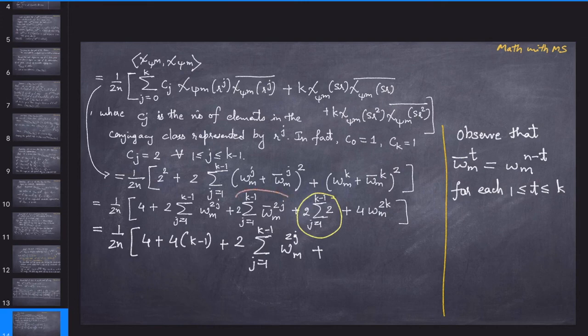Therefore, we can replace this expression as follows. Therefore, we can replace this expression by summation j from 1 to k minus 1 and omega m square to the power n minus j, that is the same as omega m to the power 2 times n minus j, 4 times omega m to the power 2k.